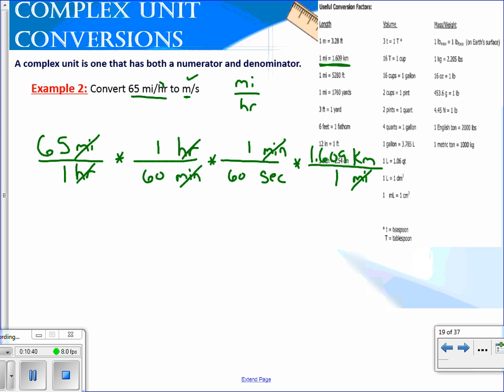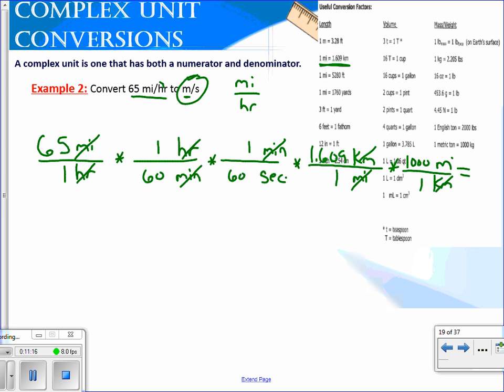want meters per second. So now we can go from kilometers to meters, and 1 kilometer equals 1,000 meters. Now, if we stopped here, the answer would be in meters per second, which is what we want. Yay! So then we're going to come across and multiply 65 times 1.609 times 1,000 divided by 60 divided by 60.